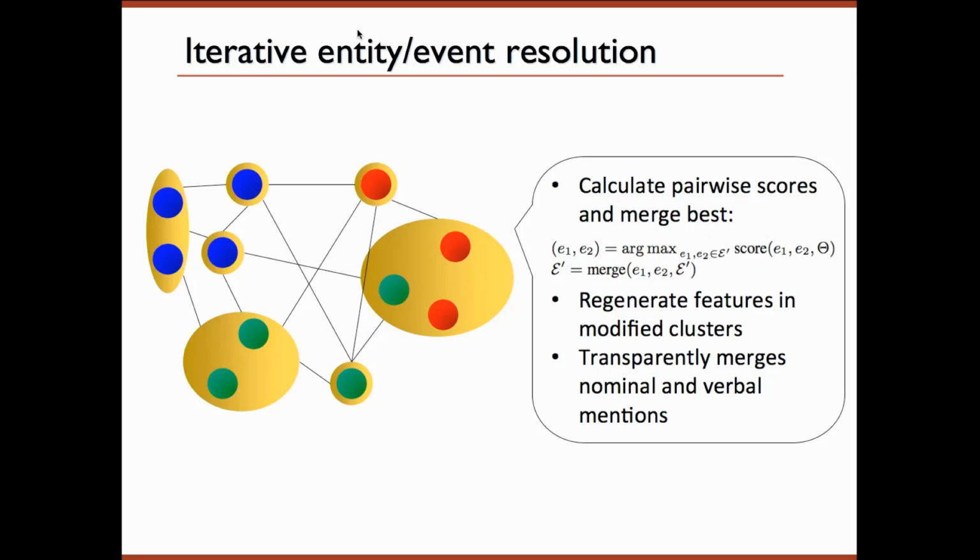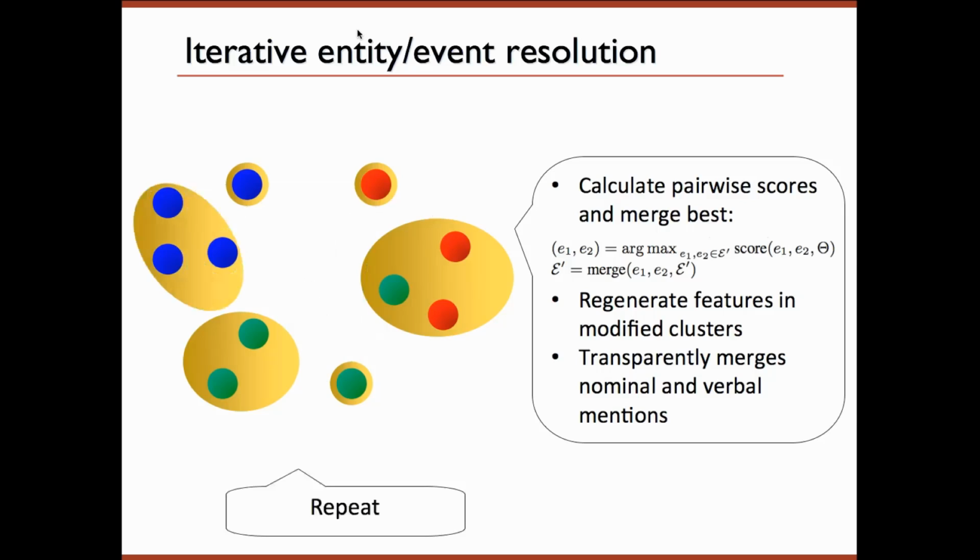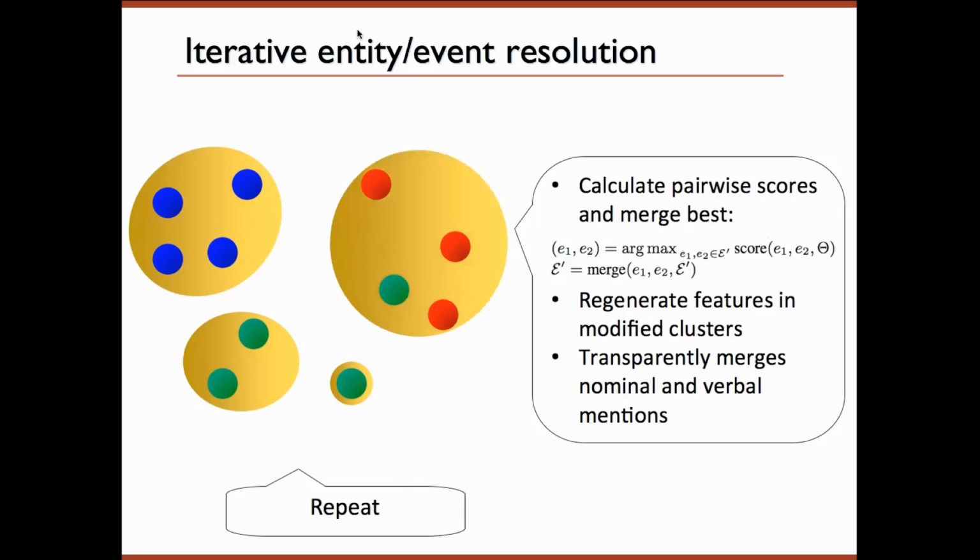So it's essentially three steps. We calculate the pairwise scores, we merge the best, and we regenerate the features, because we have at least a new cluster, right? So once we have a new cluster, there's more information to be shared. And again, this transparently merges nominal and verbal mentions. As an example, suppose we found that the red link is the best. We merge that. Then we repeat the whole algorithm again. We found that that link is the best. We merge that. We found that that link is the best, and we merge that. And we stop. We didn't find anything with a score higher than 0.